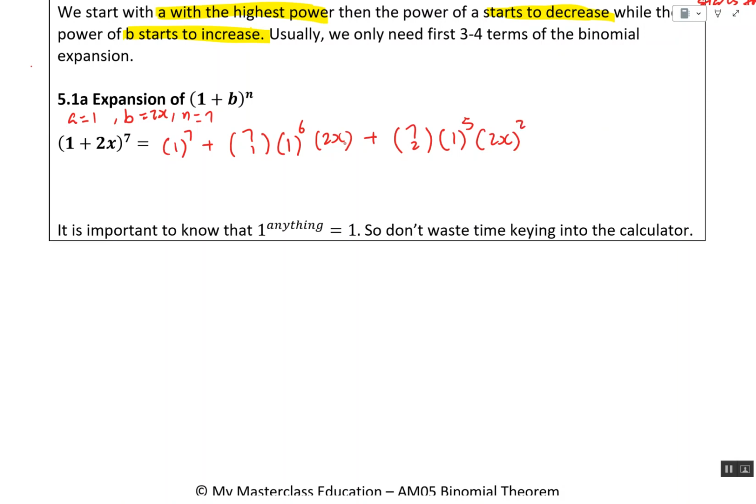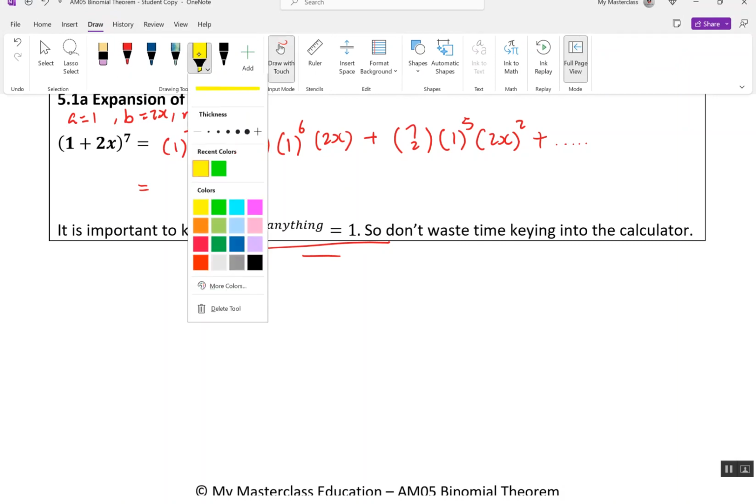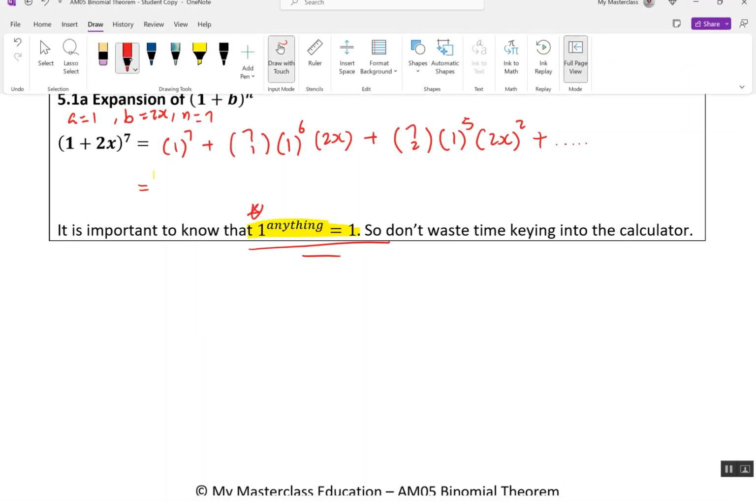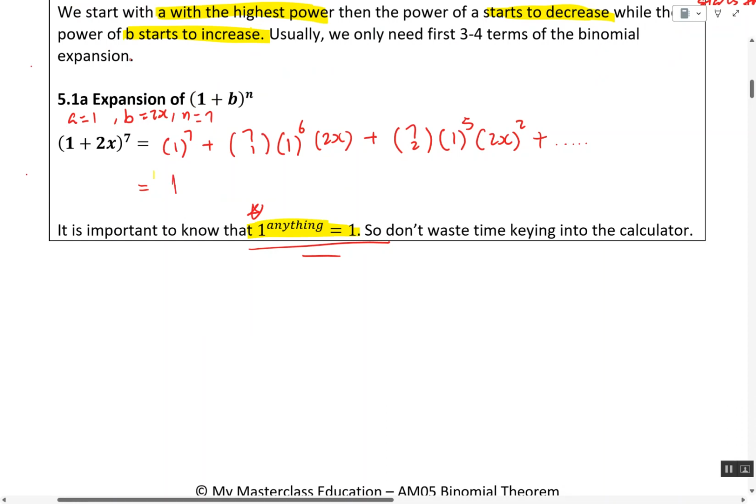Since I'm only asking you for the first 3 terms, there are more terms at the back, but we don't end like that. Because there are more terms at the back, what we will do is we'll put a plus dot dot dot at the back. Then from here, just simplify this expression. 1 to the power of anything equals 1. No matter how many times you multiply 1 by itself, it is still 1, so please save the time, don't key in the calculator. So the first value is just 1, there's nothing to it, plus 7 choose 1. Any number choose 1 is the number itself, so 7 choose 1 is just 7.